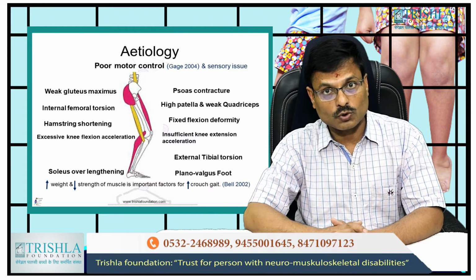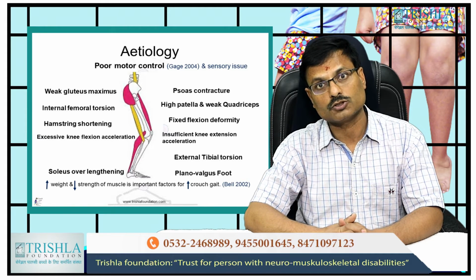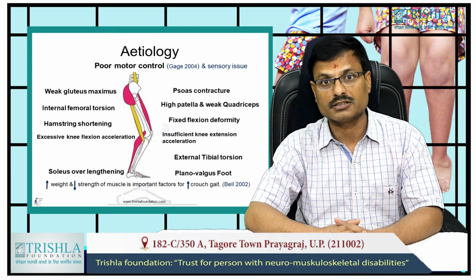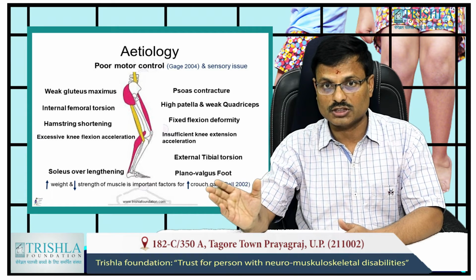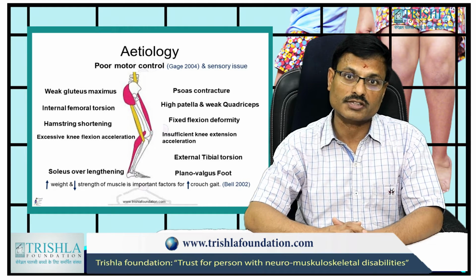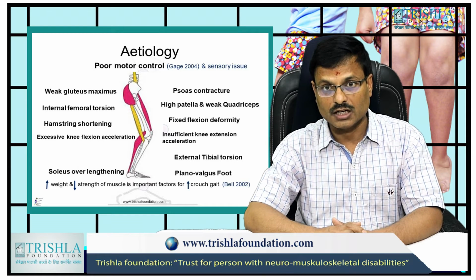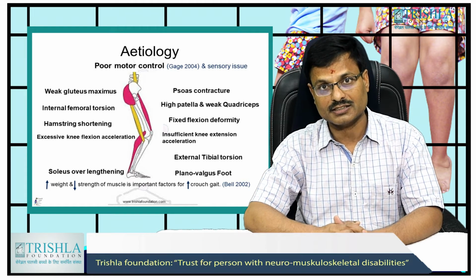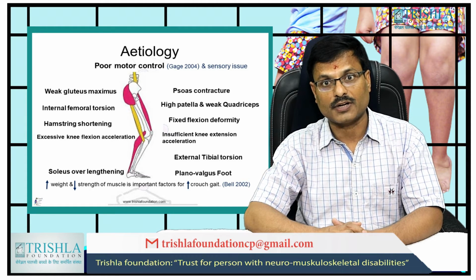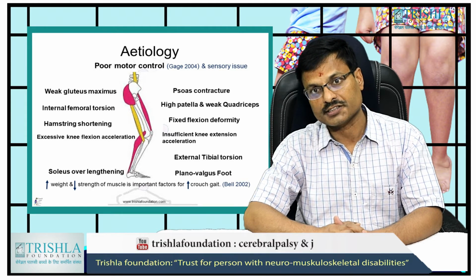As I have told you, crouch gait has many pathologies and every pathology should be ruled out. This bending of the knee occurs because of many reasons. You can see the list on this screen. The first and most important cause is poor motor control and sensory issues from the brain side. On one side I have written psoas contracture, that is the psoas muscle at the hip joint, high patella, that is a high kneecap, and weak muscle anterior to the knee joint, that is the quadriceps.